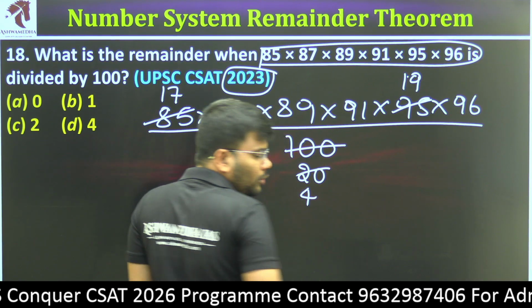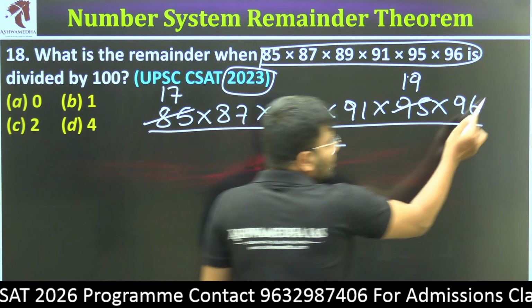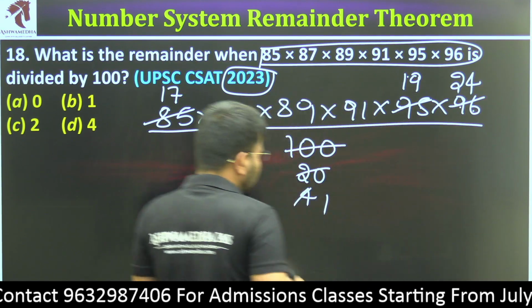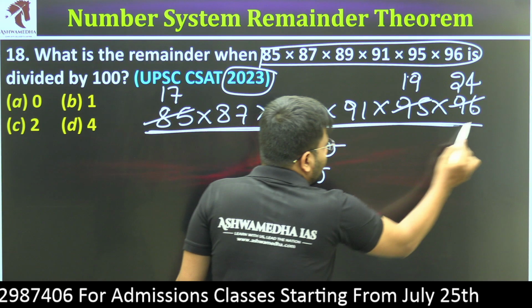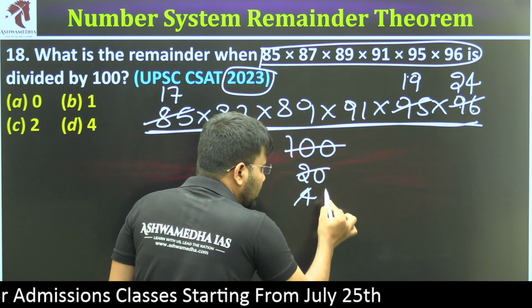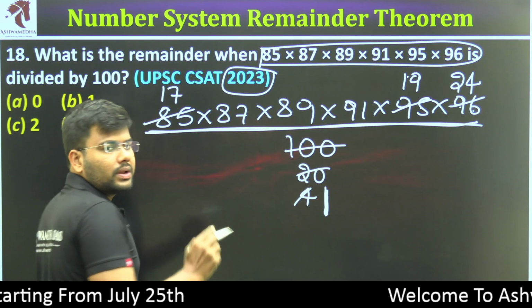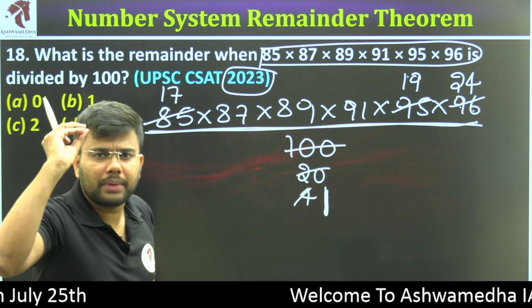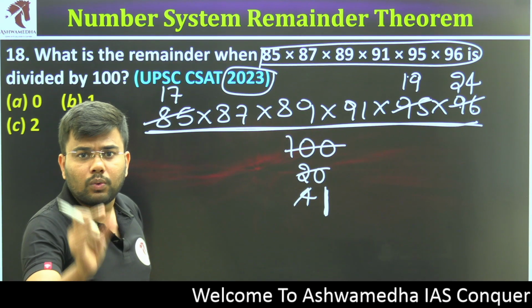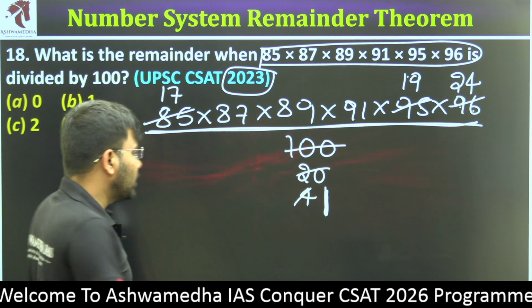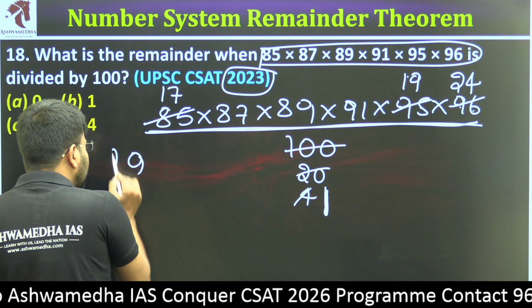4. Will it go by 4? Yes. 4 2s are 8, 1 is the remainder, 4 4s are 16. The whole number is divided by 1. Any number, if you divide by 1, what is the remainder? You have to tell me now. What is the remainder when you divide any number by 1?